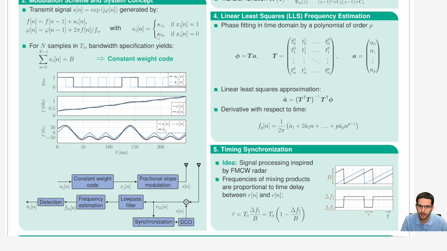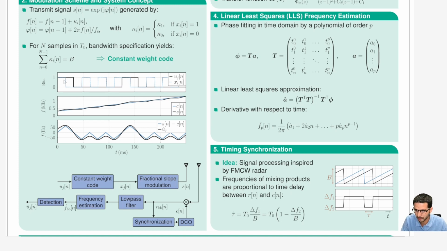Since we're playing around with the slope but have to keep a total bandwidth, we need to have a known amount of ones and zeros within a repetition period of the slope in order to get a constant bandwidth. And that's this condition. In order to meet this condition, we need a constant weight code. So we have the same amount of ones in a certain period of time, independently of the information bits.